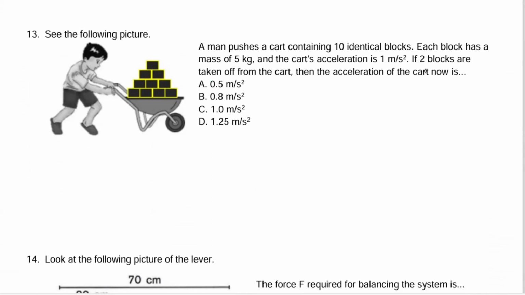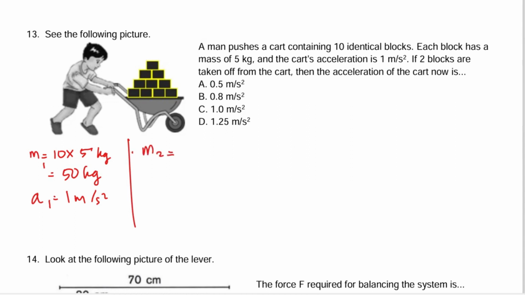The first condition, the mass is 10 times 5 kilograms, because it says there are 10 identical blocks. So this is 50 kilogram, and it will experience an acceleration of 1 meter per second square. So this is everything in condition 1. In the second condition, the mass is reduced because 2 of the blocks are taken. So now we only have 8 blocks, 8 blocks times 5 kilograms, so it's 40 kilogram. And then the question, what is the acceleration in this condition?